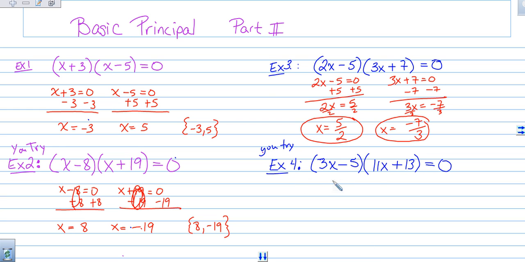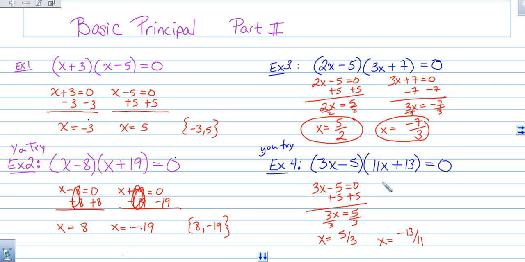I'm assuming you've paused the video now, and you've come up with your answers, so just double check. This should be positive 5 over 3, and x should equal negative 13 over 11. Okay? And so you do 3x minus 5 equals 0. You add 5. 3x equals 5. And then you divide by 3. Divide by 3. And you get 5/3.